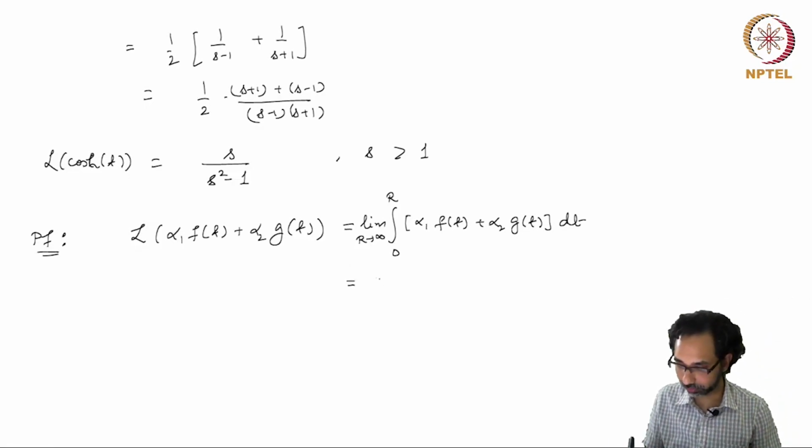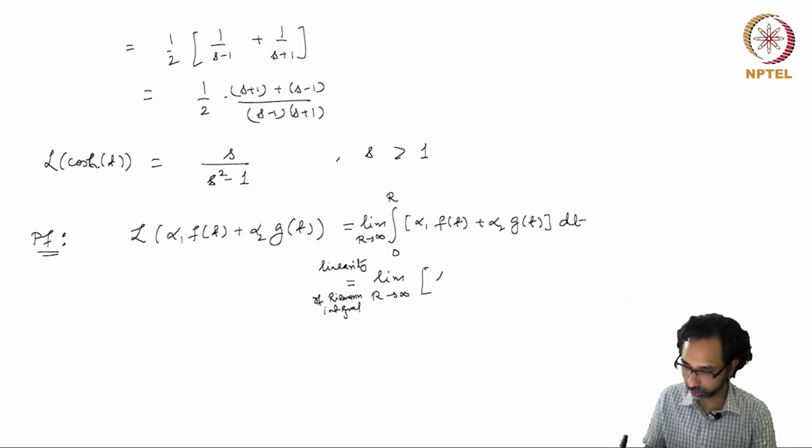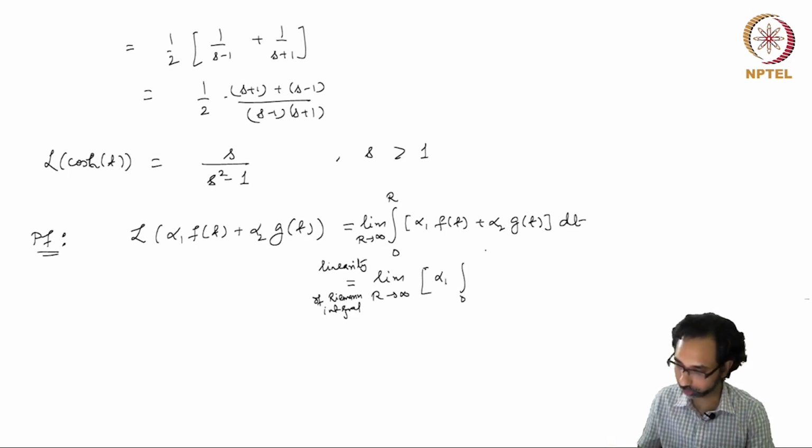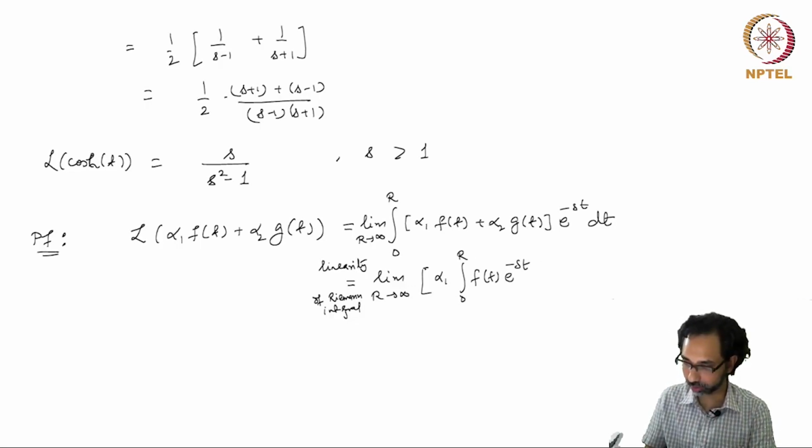So this is given by the limit as r goes to infinity. Now I can use the linearity property of the Riemann integral to get the following expression. You have alpha 1 integral 0 to r, so I missed here a factor of e to the power minus st, sorry. So you get f t e to the minus st dt plus alpha 2 integral 0 to r g t e to the minus st dt.